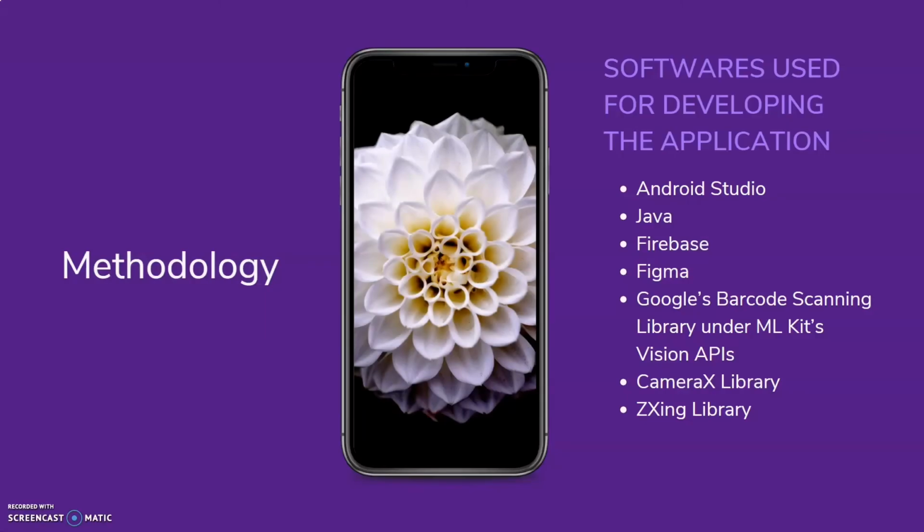Methodology. The IDE that we use to develop this project is Android Studio. Our language for the front-end side of the application is Java. For the back-end, we made use of Firebase, which is a non-SQL database program. We also made use of Figma to visualize the GUI before coding it on our layout files. The APIs that we use for the QR scanner are Google's barcode scanning library under MLKit's Vision APIs and CameraX library. For the QR code generator, we made use of Zxing library.